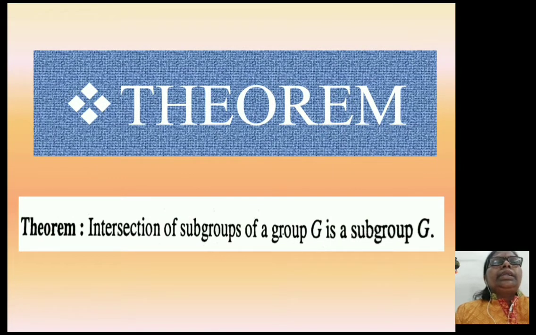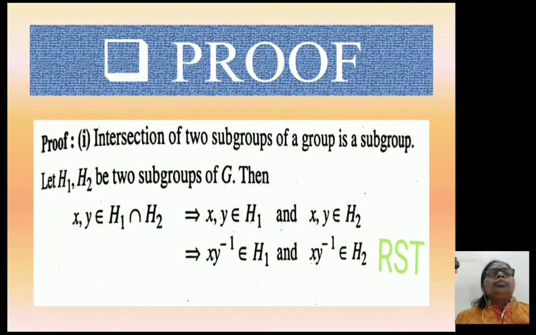Now consider another theorem. The statement of this theorem is: the intersection of subgroups of a group G is a subgroup of G. That means we have to prove that the intersection of subgroups of a group G is a subgroup of G. Consider the proof of this theorem. First we prove that the intersection of two subgroups of a group G is a subgroup.